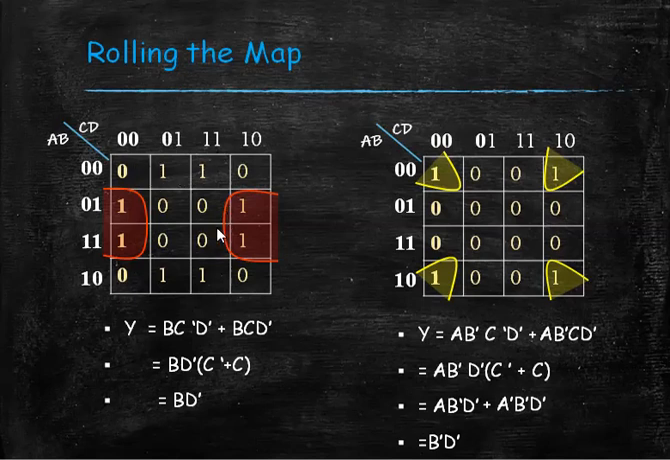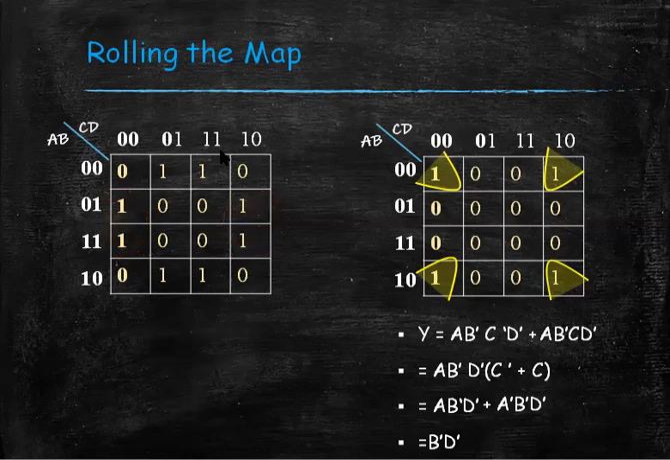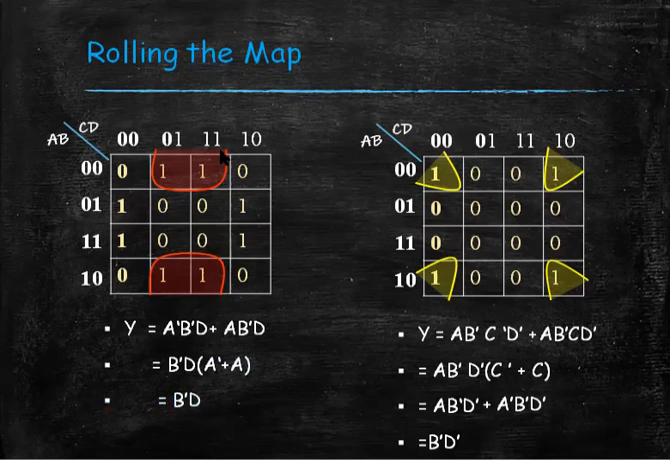For this one, when we group these two pairs, we will get B bar D. By this, we conclude that we can group the ones by rolling the map.